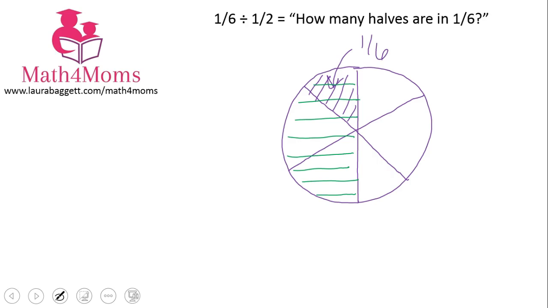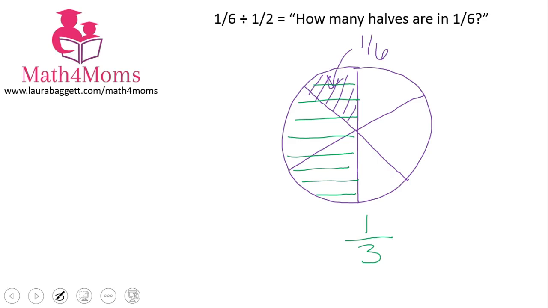Well, if you look at it, there are 3/6 slices in that half. So 1/3 of this whole half. Remember, the half is the green part there. So a third of the green part is in that original slice of 1/6. So how many halves are in 1/6? Well, a third of a half will go into 1/6.